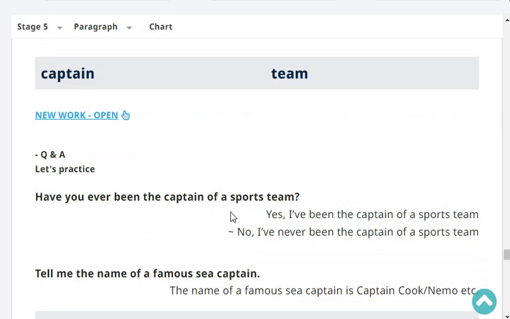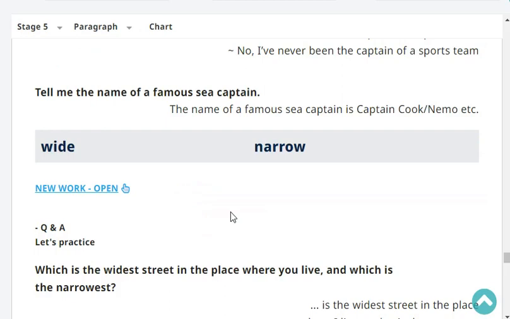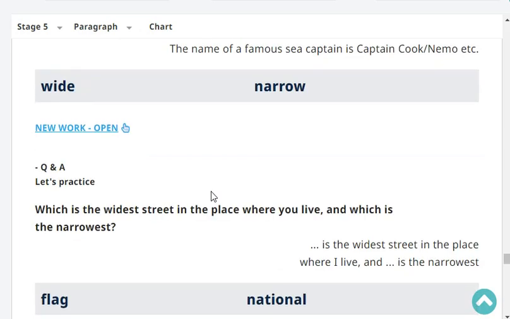Have you ever been the captain of a sports team? Yes or no? Yes, I've been the captain of a sports team. Tell me the name of a famous sea captain, please. The name of a famous sea captain is Captain Cook. Very good.